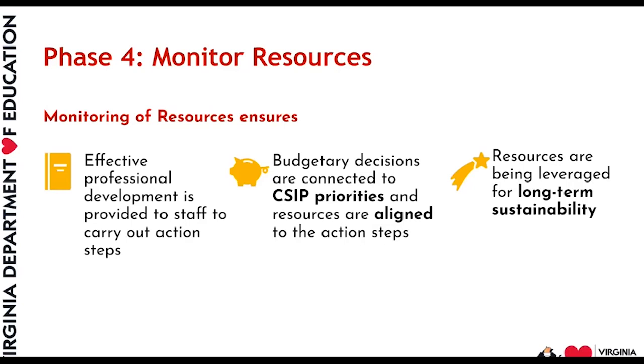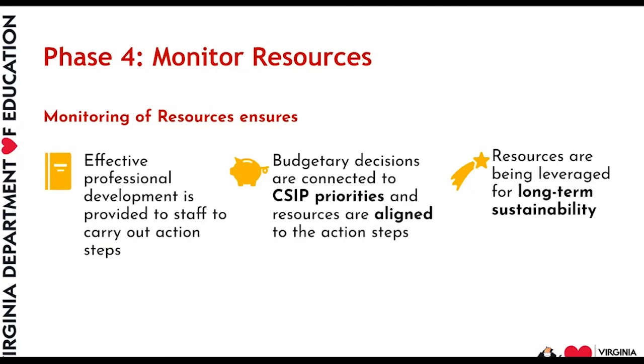We also monitor our resources to ensure that budgetary decisions are connected to the priorities in our plan and that resources are aligned to our action steps. And the resources are being leveraged for long-term sustainability. We want to always think about we're aiming for a multi-year improvement plan. We don't just want something one and done. We want to really set ourselves up for success, for student outcomes and achievement well beyond just this one school year. So reflection questions to consider when we think about professional development.